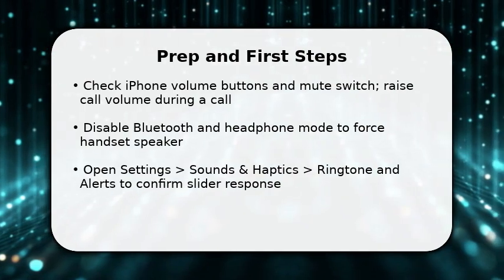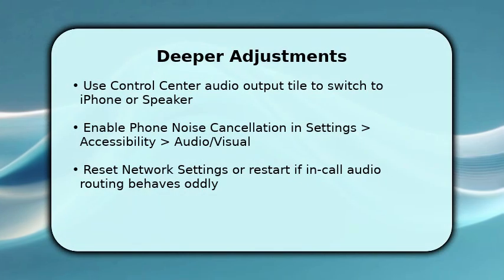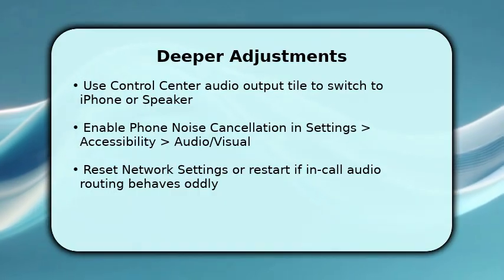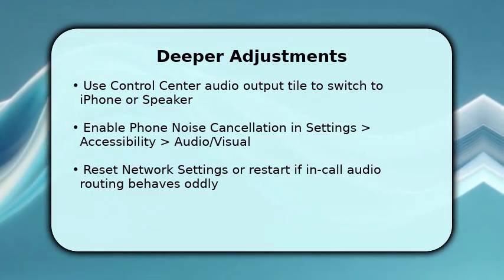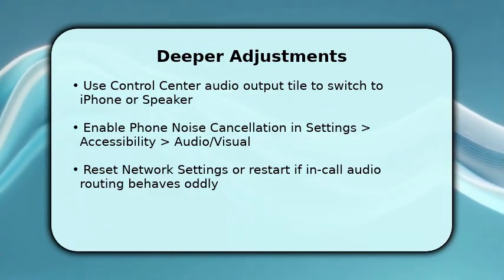Now you tackle software routing and processing. During a call, swipe to Control Center and explicitly choose iPhone or speaker under the audio output tile so sound is routed correctly. Next, enable phone noise cancellation in Settings, Accessibility, Audio/Visual to clean up muffling. This can change perceived loudness.